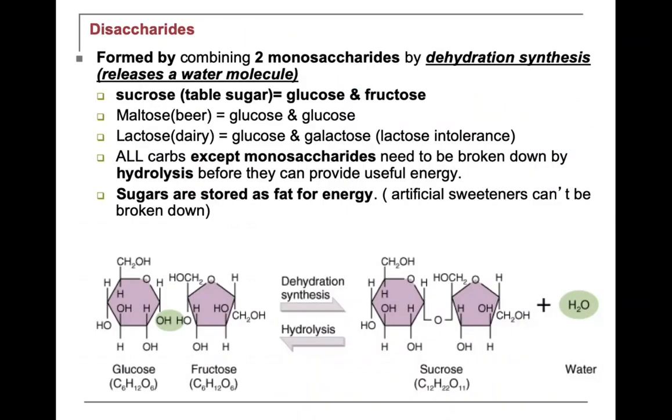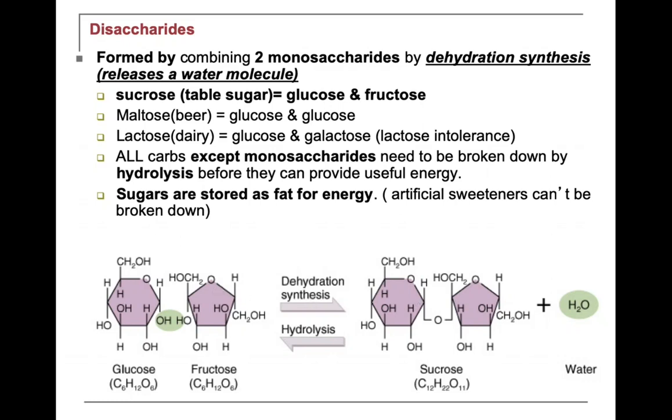Okay, so disaccharides. These are formed by combining 2 monosaccharides together. When we're going from something smaller to larger, that is dehydration synthesis. So sucrose is table sugar. It's formed from combining glucose and fructose. Maltose is bringing 2 glucoses together, and lactose is bringing glucose and galactose together. All carbohydrates, except for monosaccharides, need to be broken down by hydrolysis. That's going from right to left.